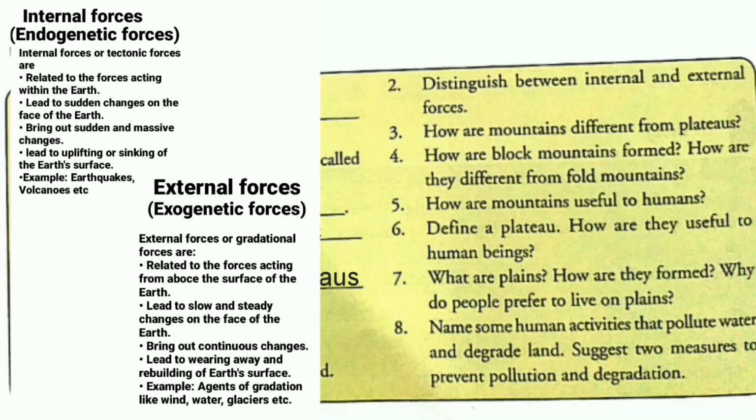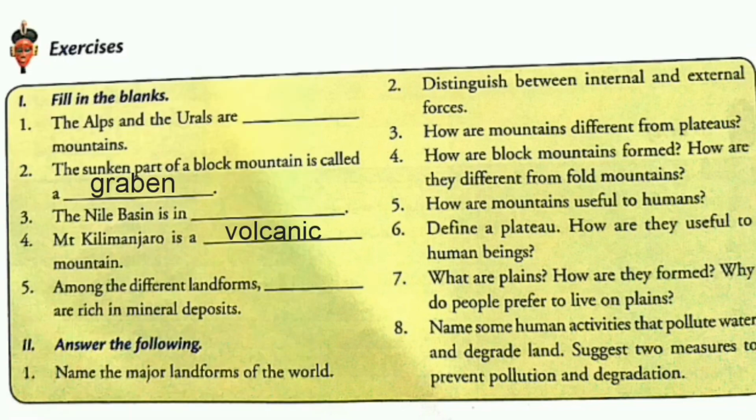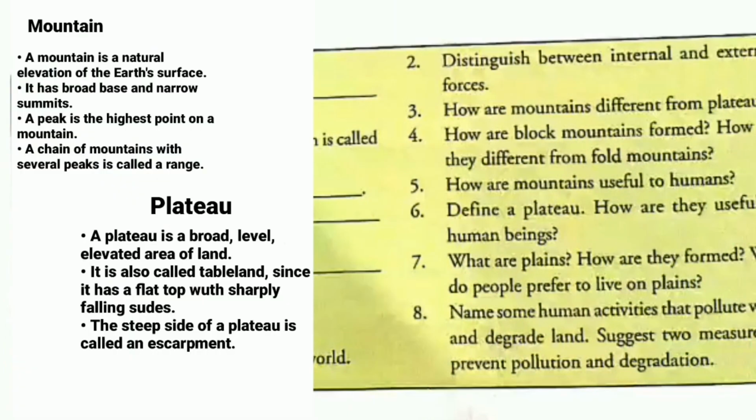Now third one is, how are mountains different from plateaus? Again, I am dictating the answer. Please note it down. The mountains differ from plateaus as follows. In one column we'll write about mountains and in the other column we'll write about plateaus. So below mountain we will write first point, a mountain is a natural elevation of the earth's surface. Second point, it has broad base and narrow summit.